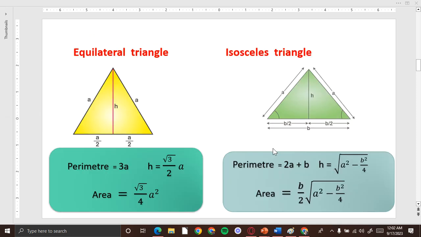Equilateral triangle. For an equilateral triangle, all the 3 sides will be equal. So, for calculating the area, we have to use root 3 divided by 4 into side square. That is root 3 by 4 a square here. Perimeter is equal to 3 times the side. And h can be calculated by root 3 divided by 2 into side.